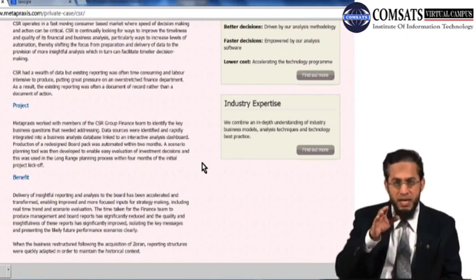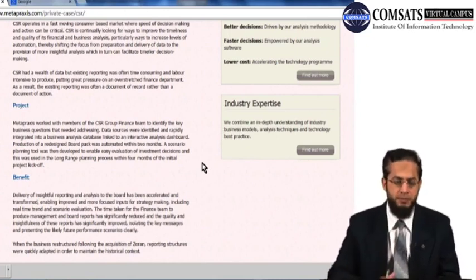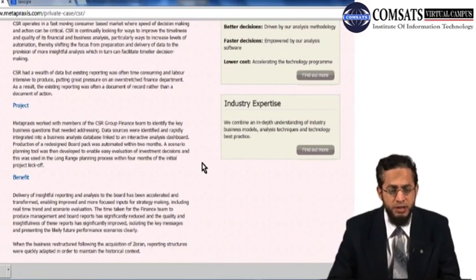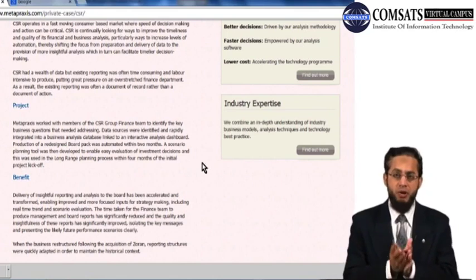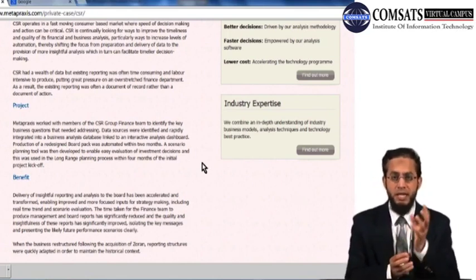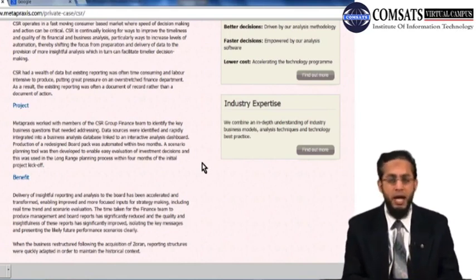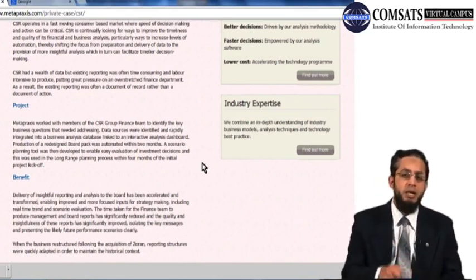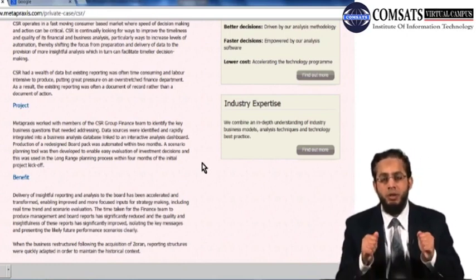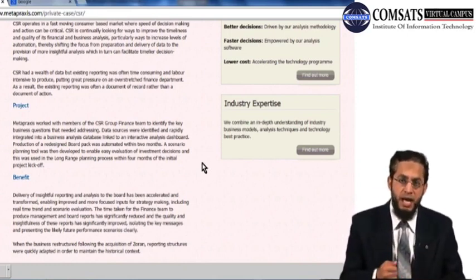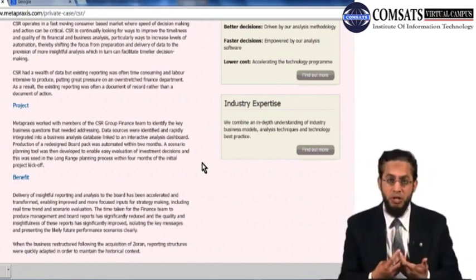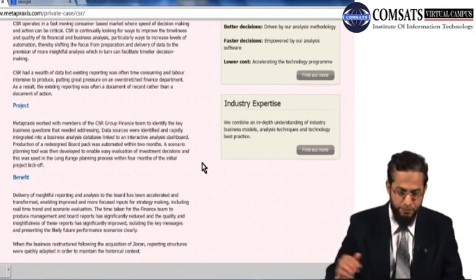जिसमें आप अपने risk को lessen down करते हैं. You mitigate your risk. A scenario planning tool was then developed to enable easy evaluation of investment decisions, and this was used in the long range planning process within 4 months of the initial project kickoff. अब देखिए उन्होंने cause and effect को identify किया. Based on that, they identified the real cause, and based on that, they came up with a solution. They developed a new product, and that product would help the top management with their quick decision making regarding investments. And that product was operational within 2 months of time.